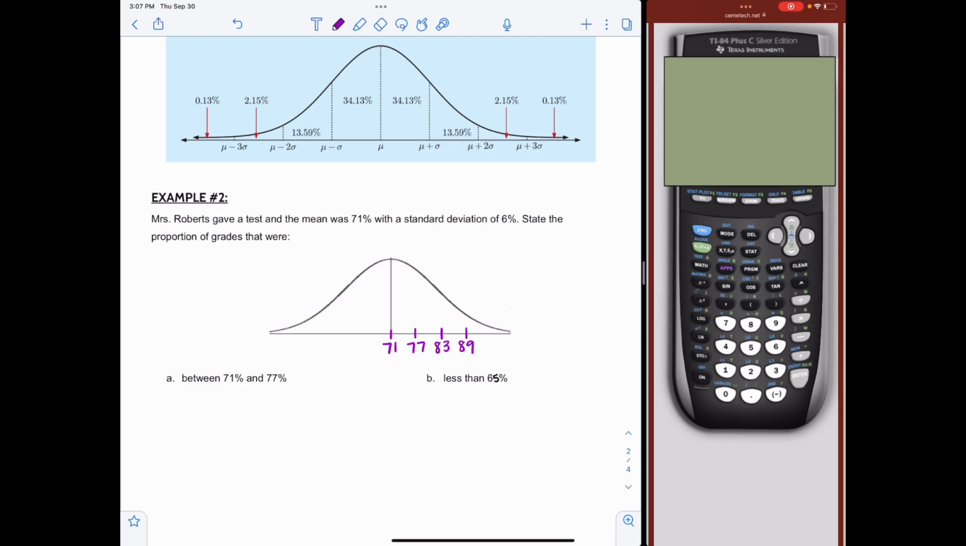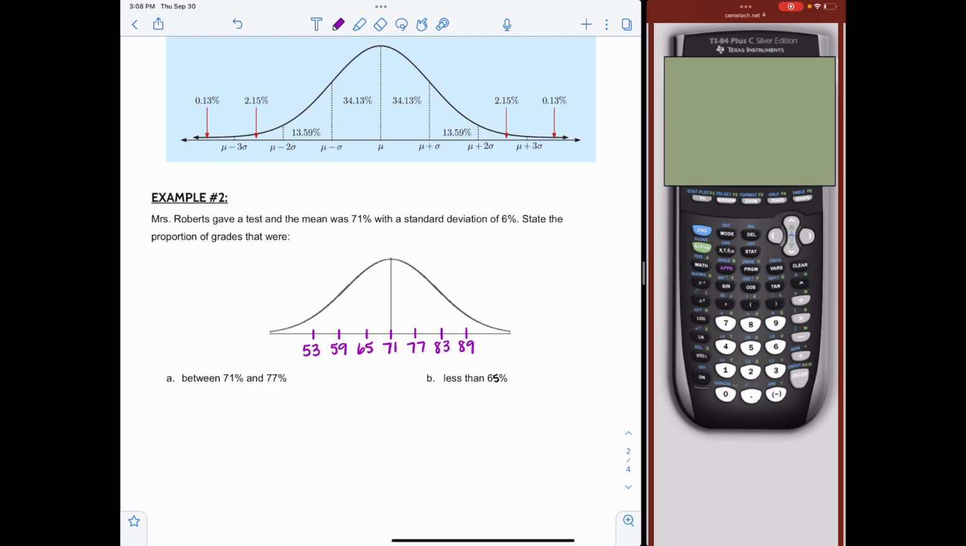Then I'm going to go back to the other side. 1 standard deviation below the mean will end up putting me at 65. And then 2 standard deviations below the mean will put me at 59. And then 3 standard deviations below the mean will put me at 53%.